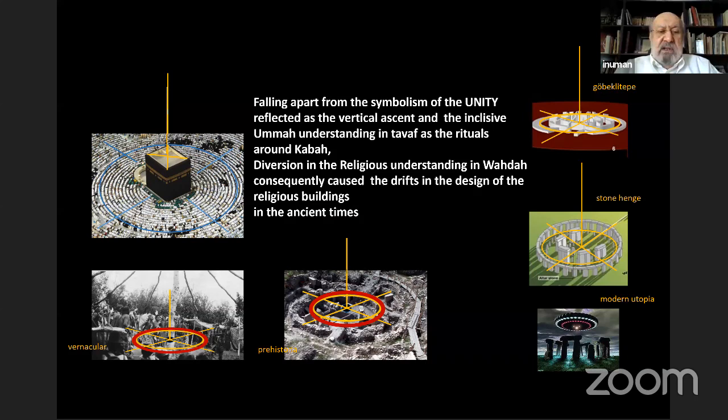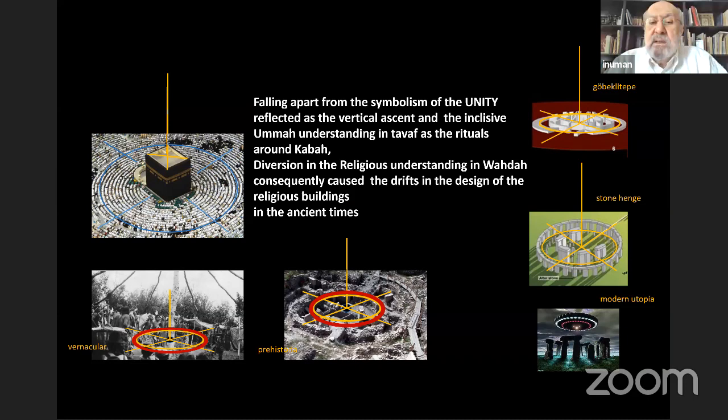So, in vernacular architecture, like in many other countries, we come across similar activities, similar circular activities around the vertical wall. And also in prehistory, as the first known, as the oldest known traditional prayer area found in Turkey today, the Göbekli Tepe.